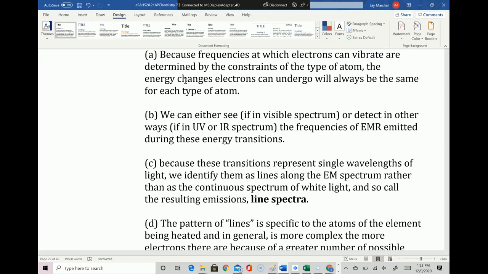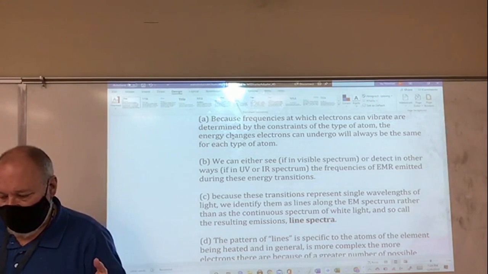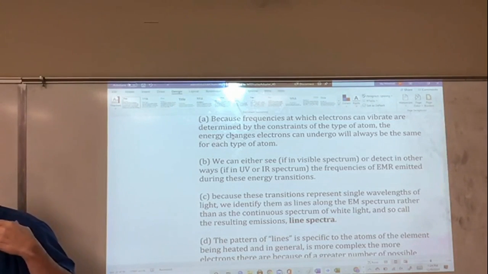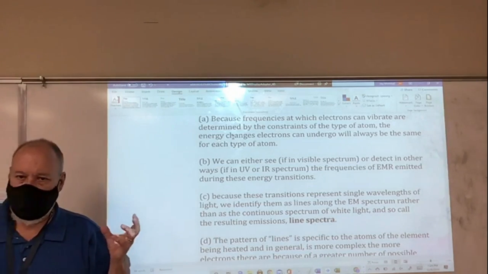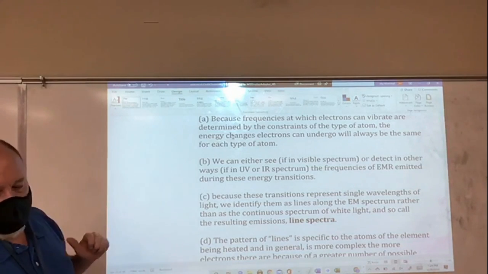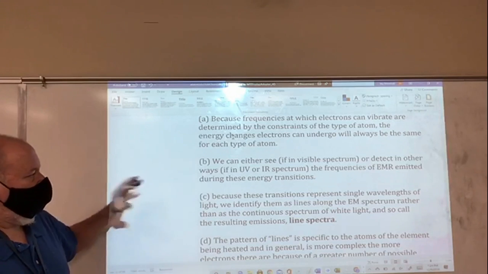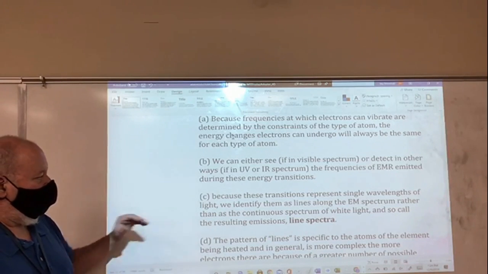And we can see in the visible spectrum, or detect in other ways, if it's UV or IR, the frequencies emitted. Okay? So it should make sense that each different atom, if I heat it or add energy to it, is going to emit electromagnetic radiation that we can detect, and that's going to be a signature for that atom. Okay? It's going to give up its own distinct set of energies.